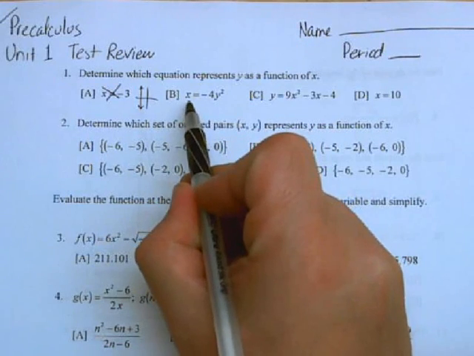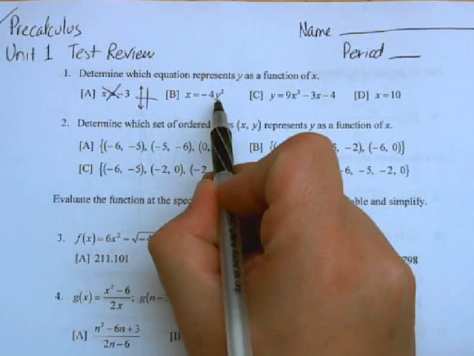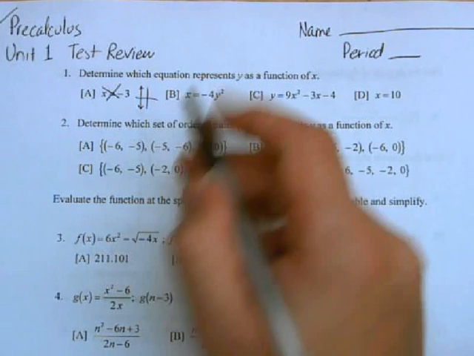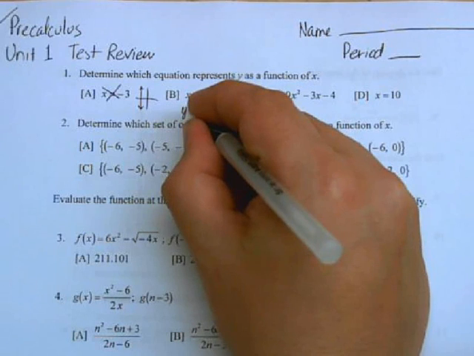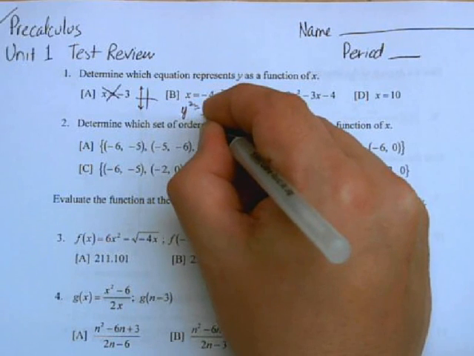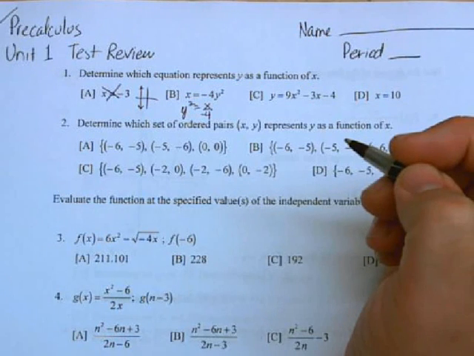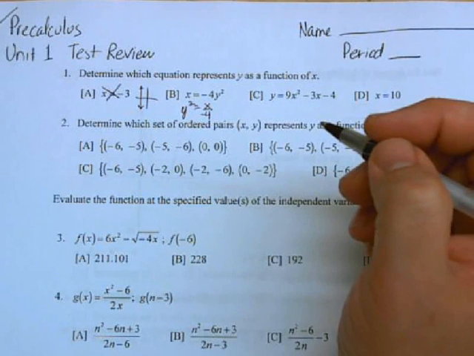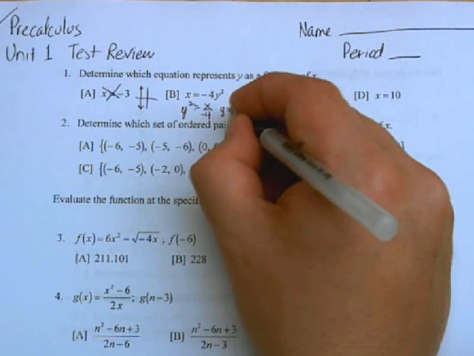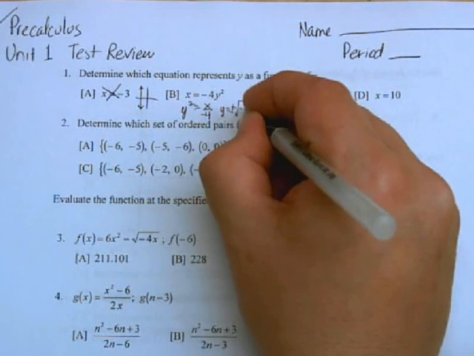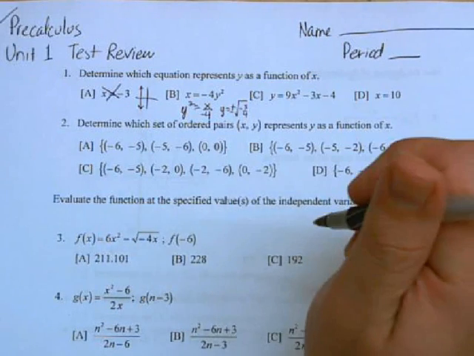Here we have x equals -4y squared. So if we wanted to solve for y, our first step would be to get the y squared by itself. Now, when we take the square root of both sides, what we're going to end up getting is plus or minus radical x over 4. So that's not a function.